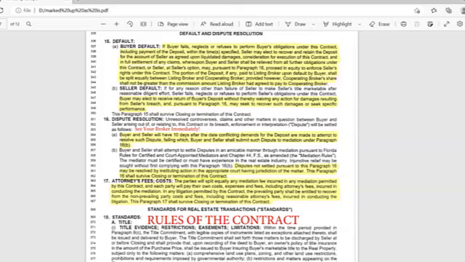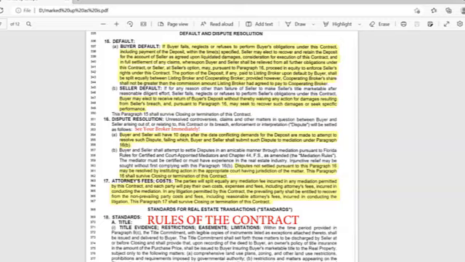The buyer and seller will have 10 days after the date conflicting demands for the deposit are made to attempt to resolve such dispute, failing which the buyer and seller shall submit such dispute to mediation under paragraph 16B. Item B, the buyer and seller shall attempt to settle dispute in an amicable manner through mediation pursuant to Florida rules for certified and court-appointed mediators and Chapter 44 of the Florida statutes. The mediator must be certified or must be experienced in the real estate industry. Injunctive relief may be sought without first complying with paragraph 16B.